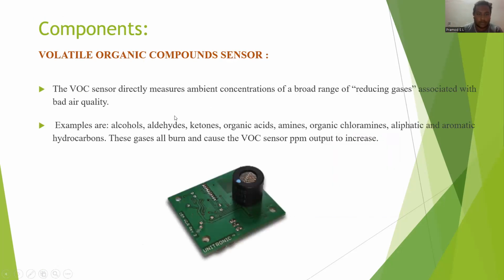The other component is the volatile organic compound sensor. Okay, the VOC sensor directly measures ambient concentration of a broad range of reducing gases associated with bad air quality. Examples like alcohol, it senses volatile organic compounds, like alcohols, aldehydes, ketones, or organic acids. It is used by police officers in traffic, like for alcoholic people, they detect the alcoholic content present in the environment.